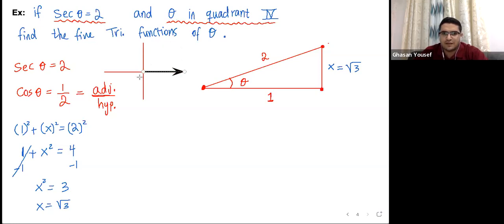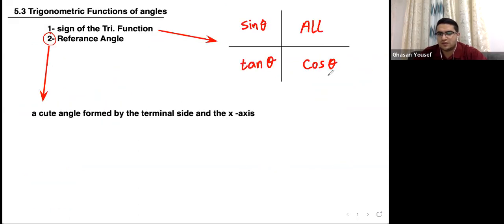And my terminal side is in the fourth quadrant like this. So the angle should be something like this. This is theta. Okay, so first of all, the only function that will be positive in the fourth quadrant is the cosine function.